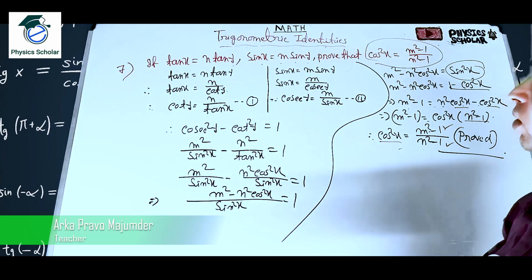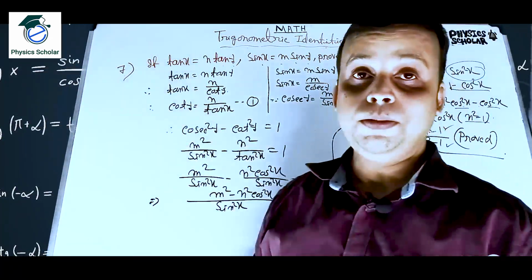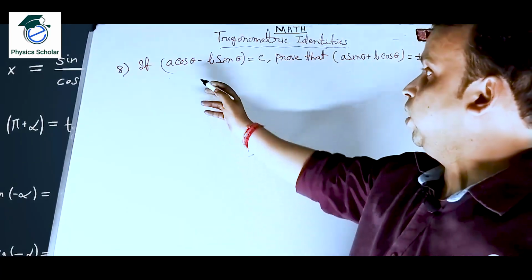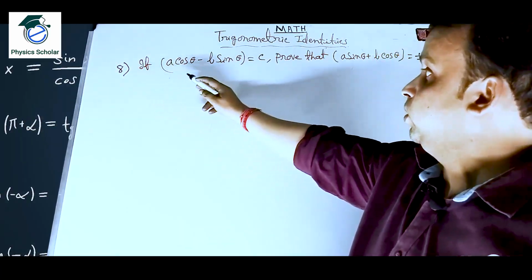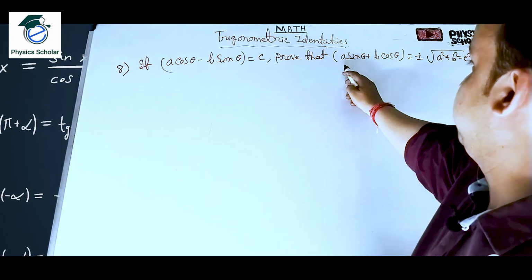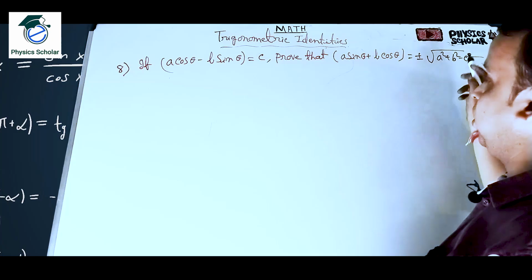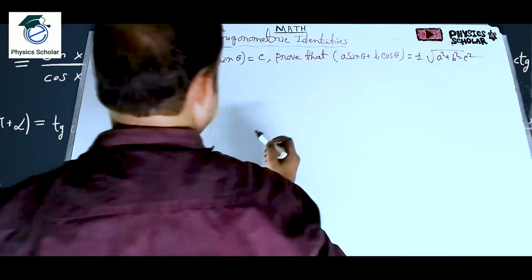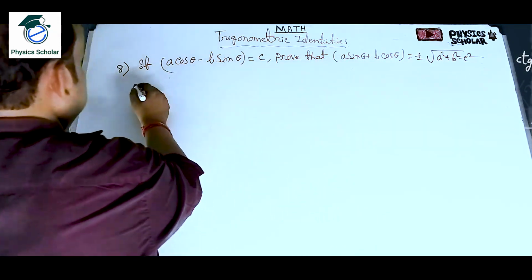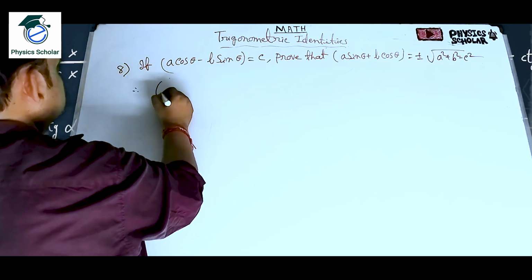Clear? So students, hope you have understood this. Now let us move to sum number 8. It is: if a cos theta minus b sin theta is equal to c, then we have to prove a sin theta plus b cos theta is equal to plus minus root over a square plus b square minus c square. So now it is given that a cos theta minus b sin theta is equal to c.